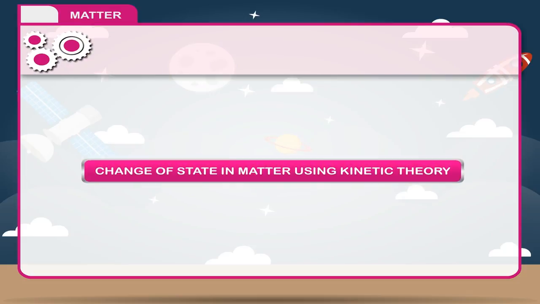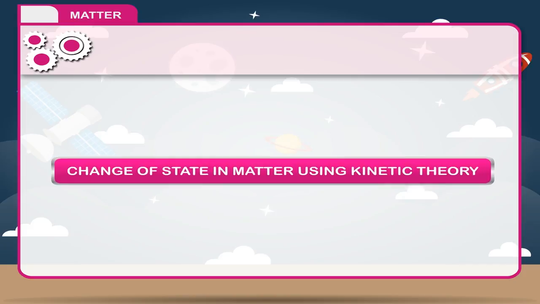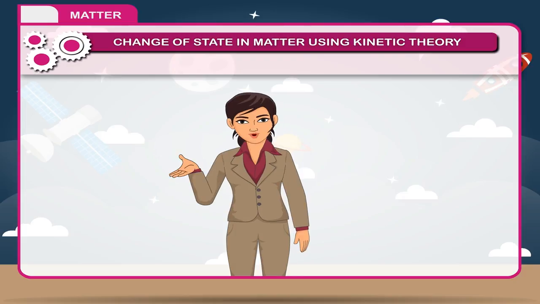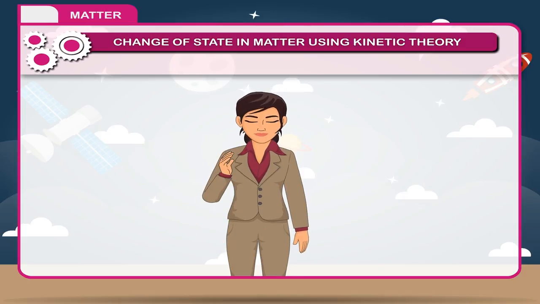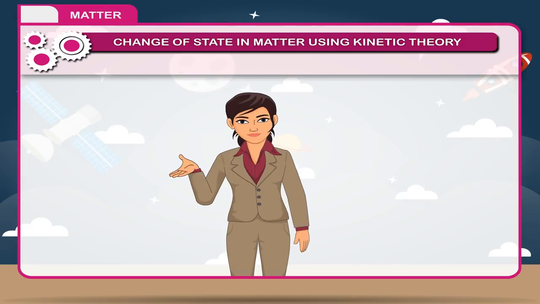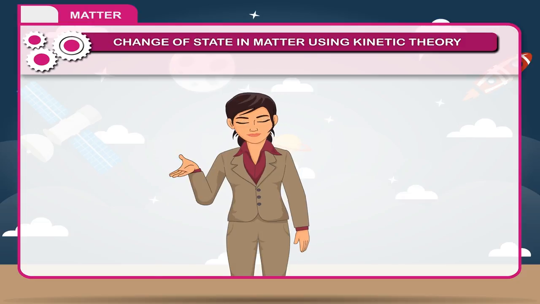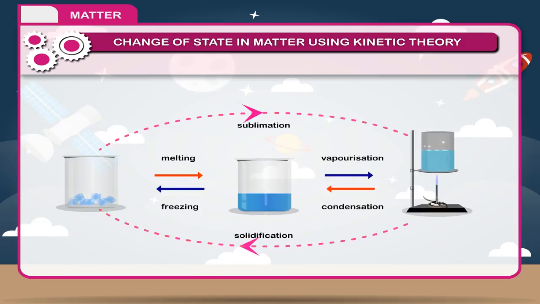Change of state in matter using kinetic theory. The kinetic theory of matter is also useful for explaining why substances can change state under certain conditions. You know that water can be solid, liquid, or gas. But how does this happen? A phase change occurs when energy is added to or taken away from matter, usually in the form of heat.